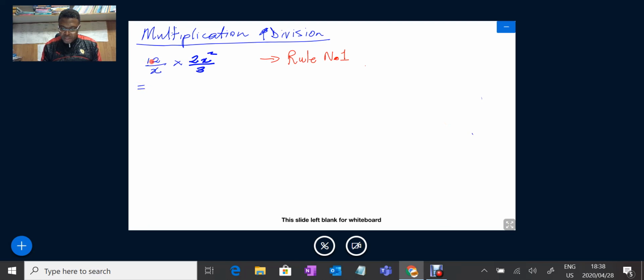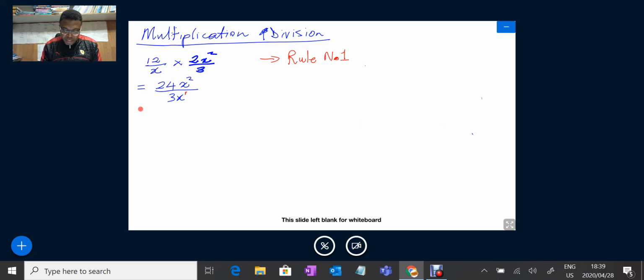It is equal to 12 times, because we learned that we multiply the numerators. So 12 times 2, we're going to have 24x squared over 3x. Again, I see something here. I see a variable x and a variable x, of course with different powers or different exponents. Remember that when there is no power written on a variable, the power is actually 1. I've written it in red.